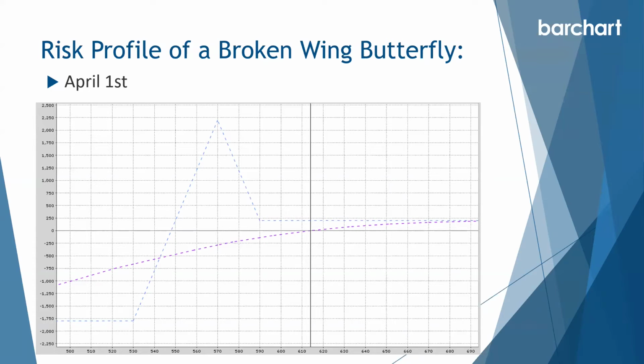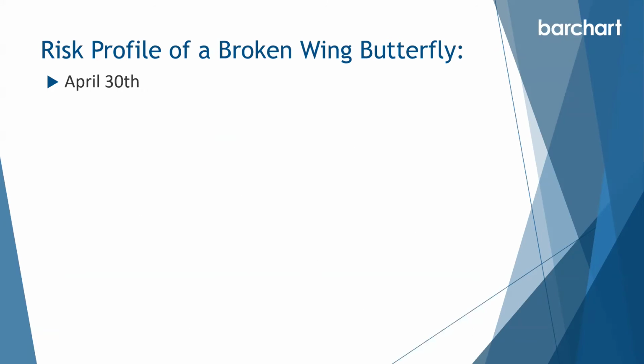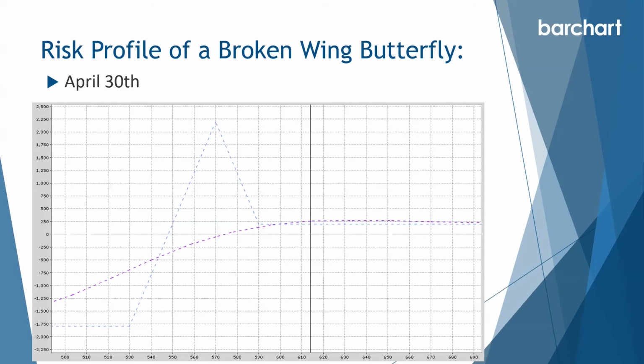The purple line is what's called a T+0 line. So that indicates how the trade looks as of today. So you can see there's a little bit of risk on the downside early in the trade, even though we do somewhat want it to get into that profit zone around expiration. We just don't want it to get in there too early. So let's move forward and see how the trade might look on April 30th.